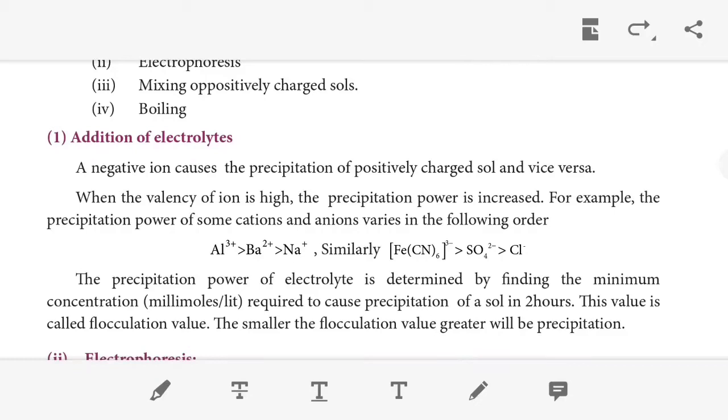The precipitation power of an electrolyte is determined by finding the minimum concentration needed to precipitate the sol in 2 hours. This value is called the coagulation value. The smaller the coagulation value, the greater will be the precipitation.